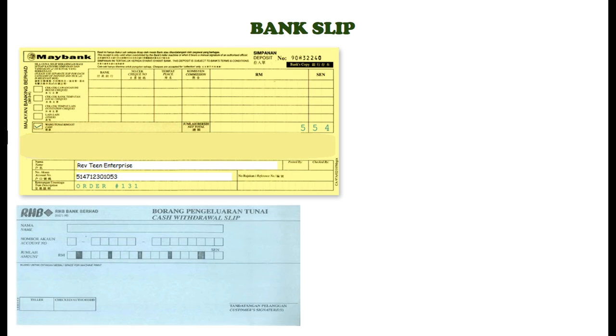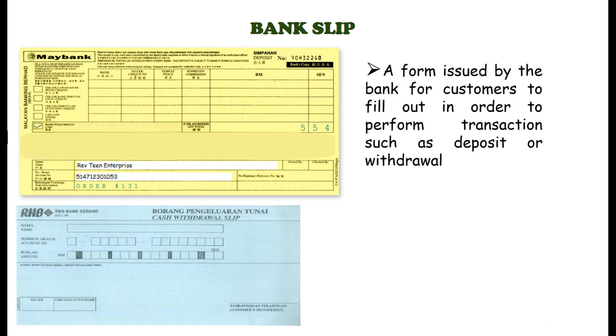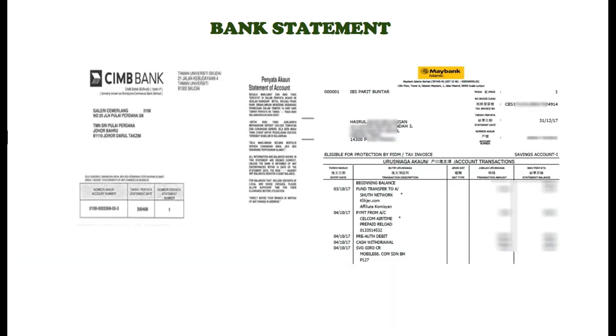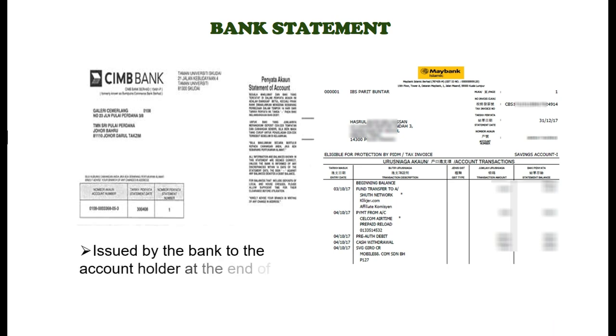Next, let's look at bank slip. A bank slip is a form issued by the bank for customers to fill out in order to perform a transaction, such as deposit or withdrawal. And lastly, bank statement. A bank statement is issued by the bank to the account holder at the end of the month. It is a summary of financial transactions that occurred during a certain month.